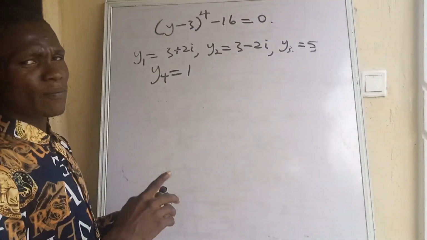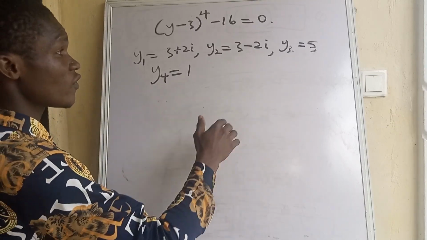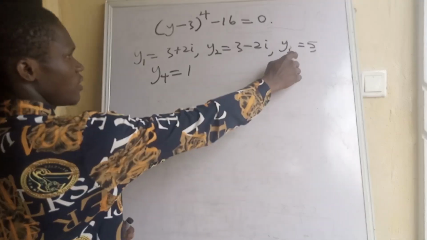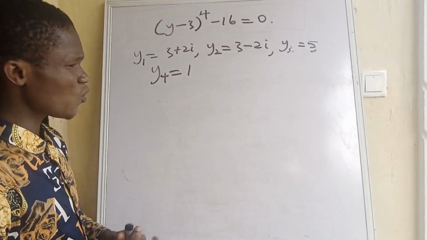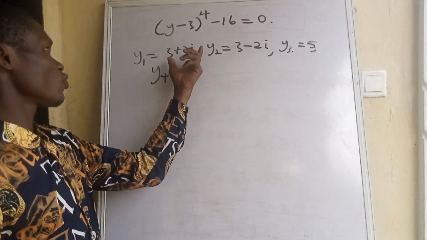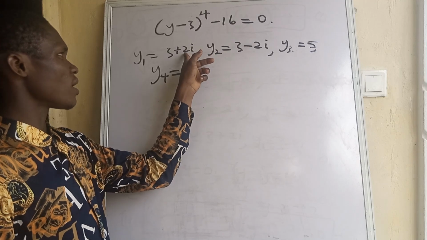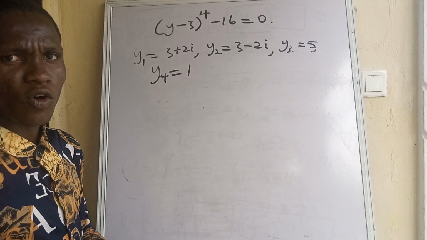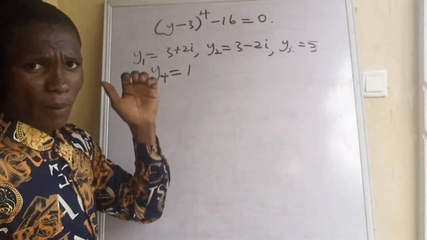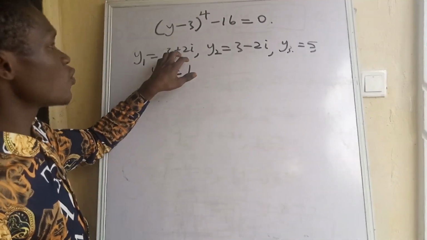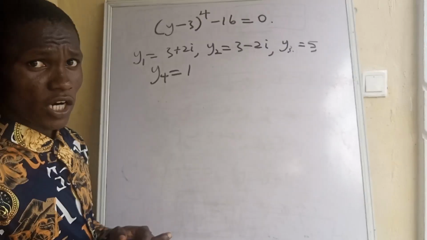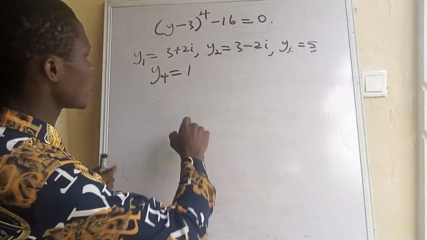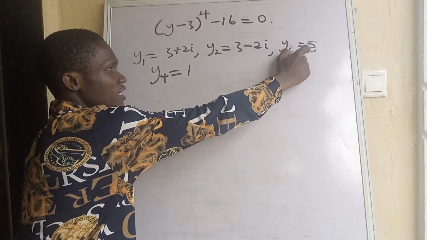So doing that, we can simply pick one of the four. Let's pick y equals 5. We can pick any of them. Just that if you pick y1, the complex form, you are going to apply some complex rules in solving it, and it's going to give you 0. But for simplicity's sake, we are going to pick y3 equals 5.